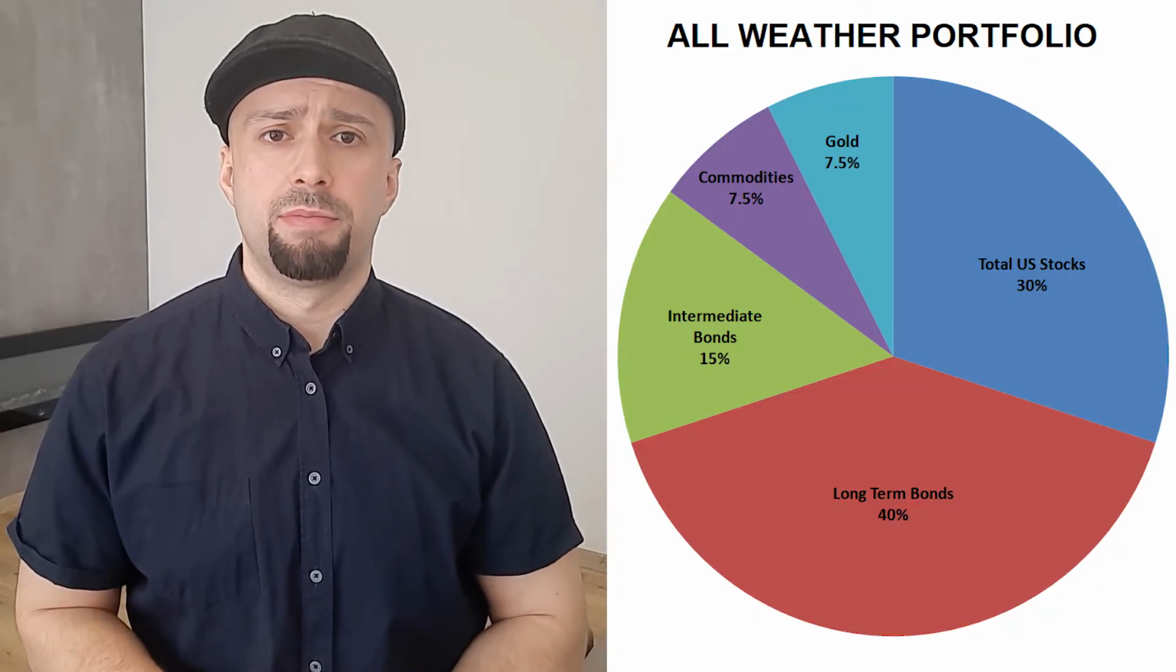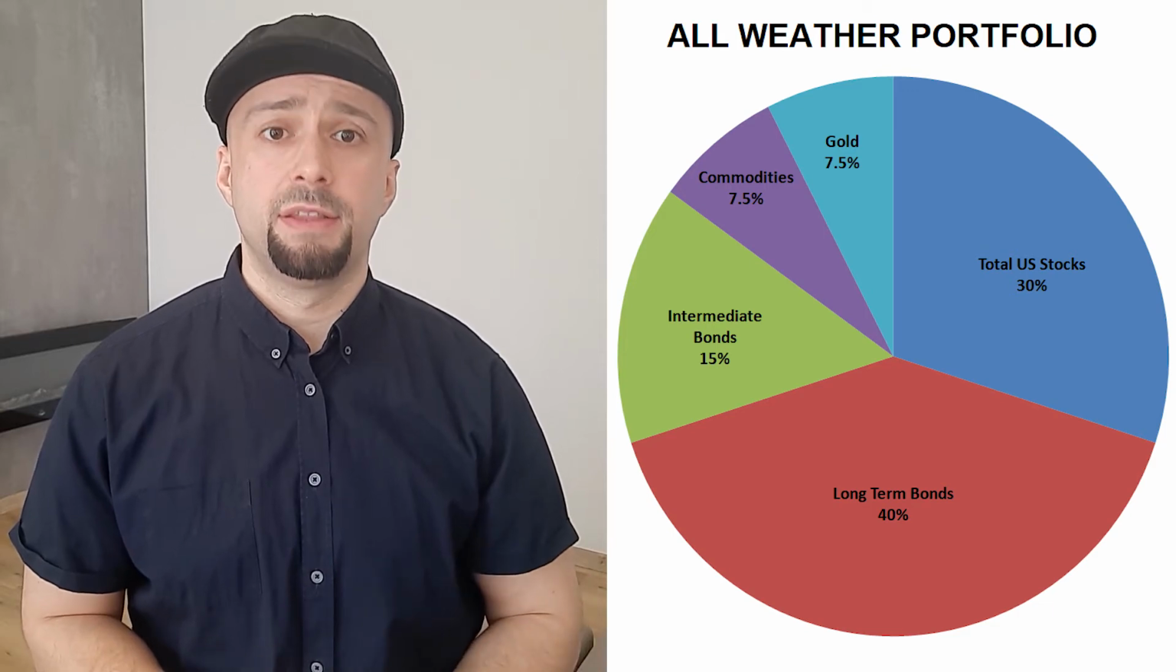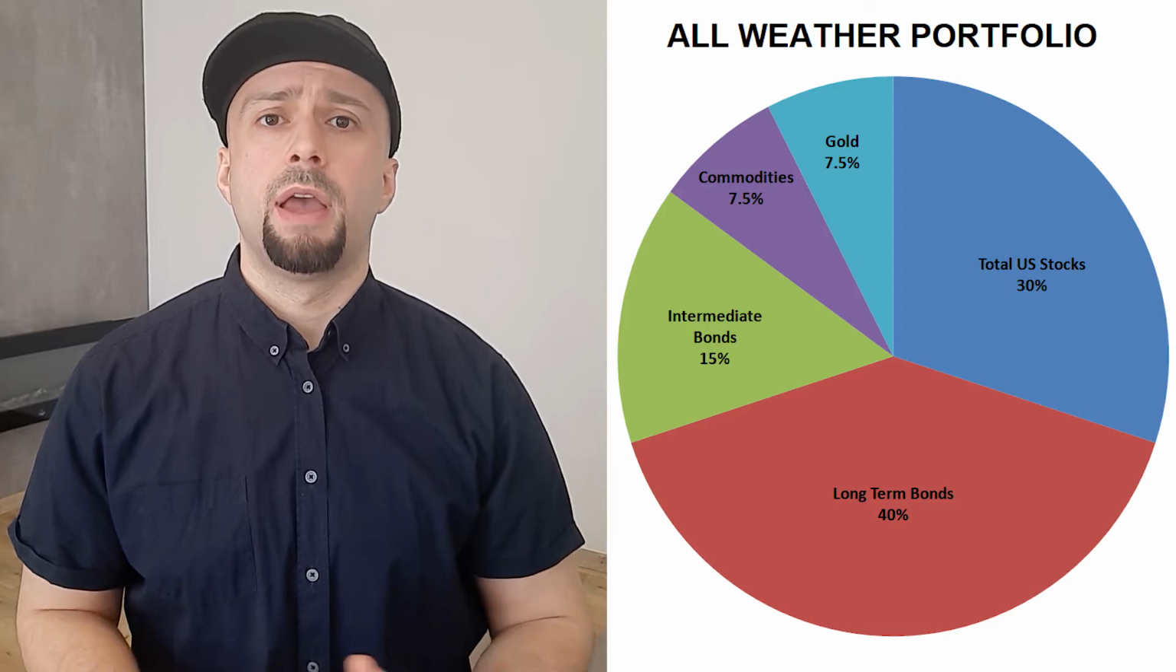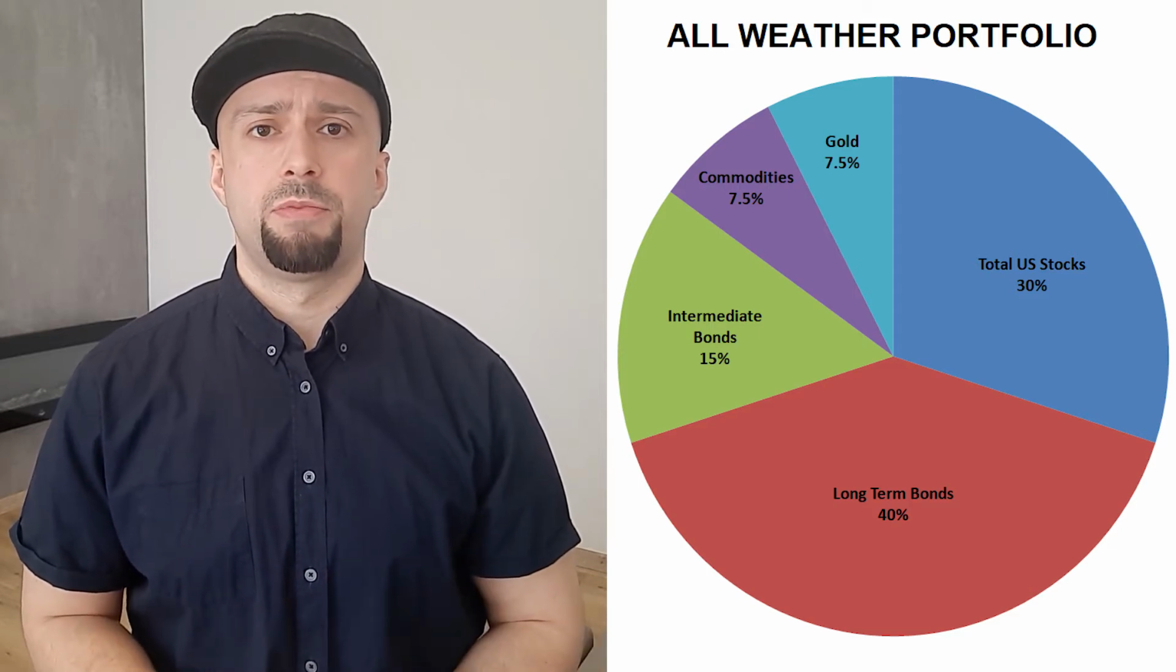All-weather portfolio. Created by Ray Dalio, the founder and chief investment officer of the world's largest hedge fund, Bridgewater Associates. This portfolio aims to be easily implemented by everyday investors. The allocation here is total stock market with 30%, long-term bonds with 40%, intermediate bonds with 15%, commodities with 7.5%, and gold also with 7.5%.